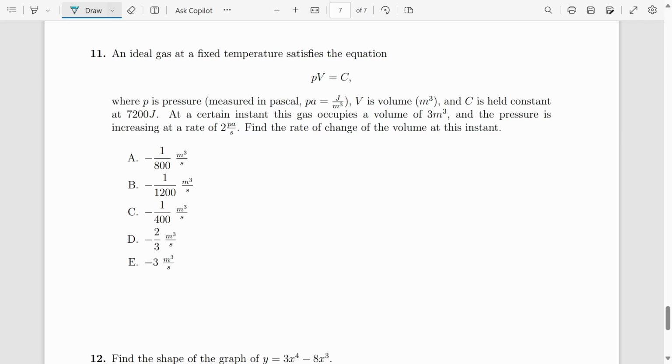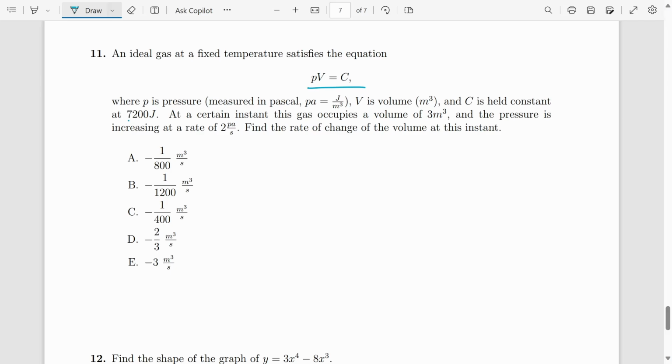Question 11. An ideal gas at a fixed temperature satisfies the equation P times V equals C, where P is pressure, V is volume, and C is held constant at 7,200 joules. At a certain instant, this gas occupies a volume of 3 cubic meters, and the pressure is increasing at a rate of 2 Pascal per second. Find the rate of change of the volume at this instant.